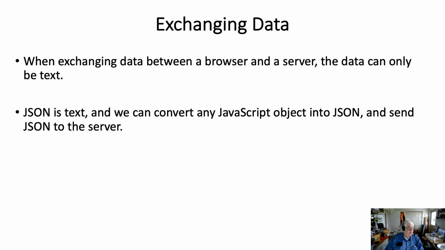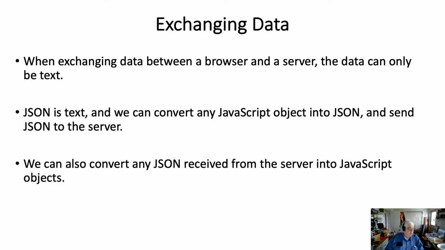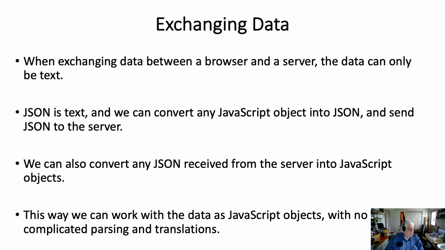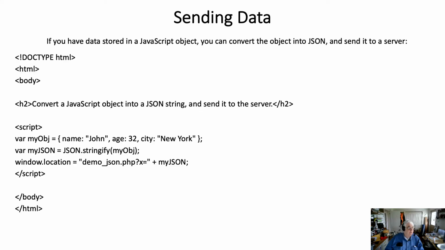JSON is text. It is text. Be sure that you understand that JSON is text. We can convert any JavaScript object into JSON and send JSON to the server, but JSON is going to be text. We can also convert any JSON received from the server into JavaScript objects, so we use it to move data both ways. It's a way that we can work with data as JavaScript objects with no complicated parsing and translations.